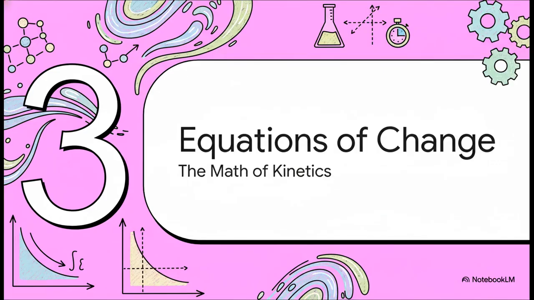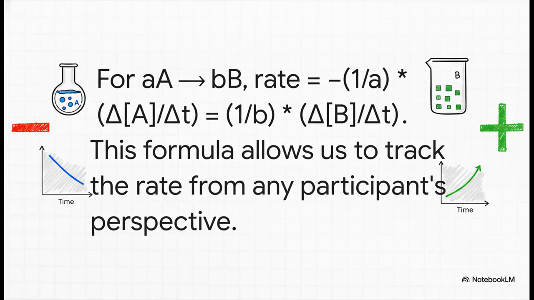So, we've got the language down. Now let's check out the mathematical toolkit we use to actually describe and predict how fast these reactions go. This is where it all starts. Now, I know it might look a little intense, but the idea here is actually really simple. Think of it like a conversion factor. It lets us connect the speed at which a reactant, A, is disappearing to the speed at which a product, B, is appearing.